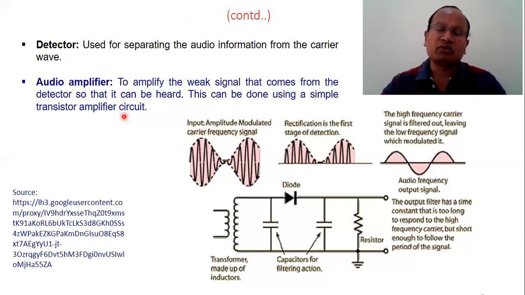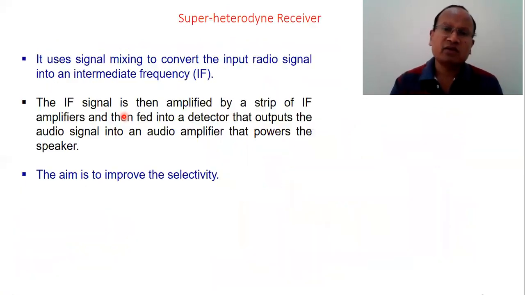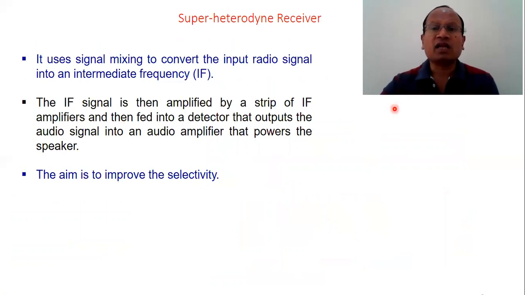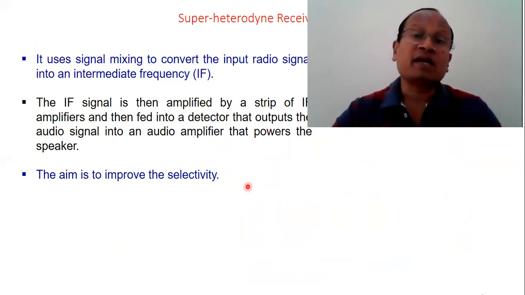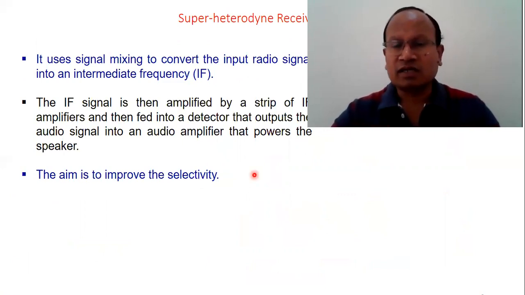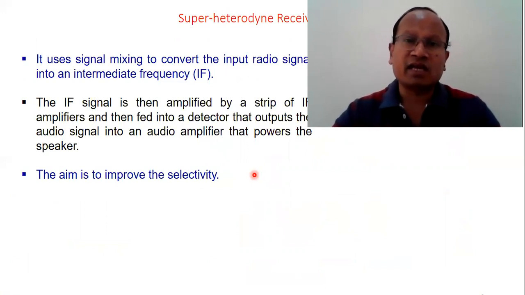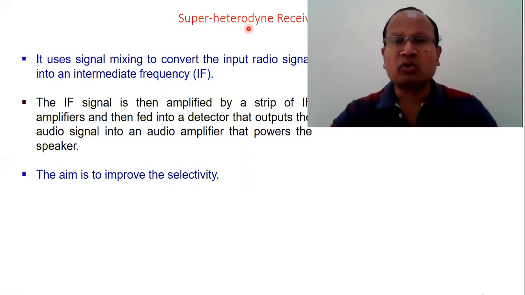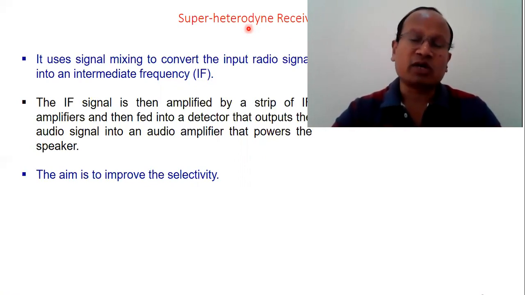So that was about a basic, simple AM receiver. Next comes the architecture which is currently used in all AM receivers, the super heterodyne receiver. Rather than using an ordinary AM receiver, we prefer the super heterodyne receiver. Now you can see there are two terms. We write it together, superheterodyne, but it is made up of two words, super and heterodyne.